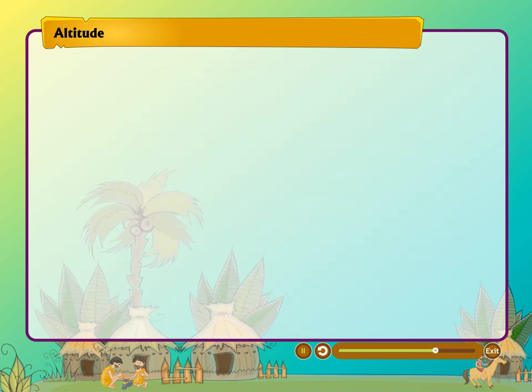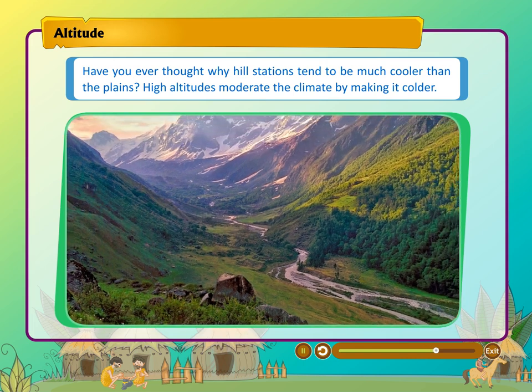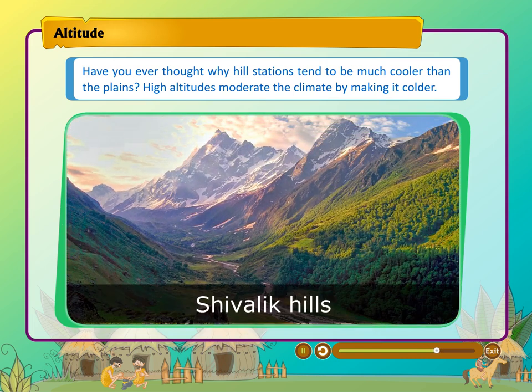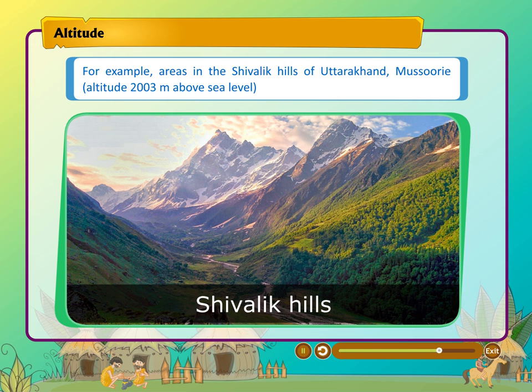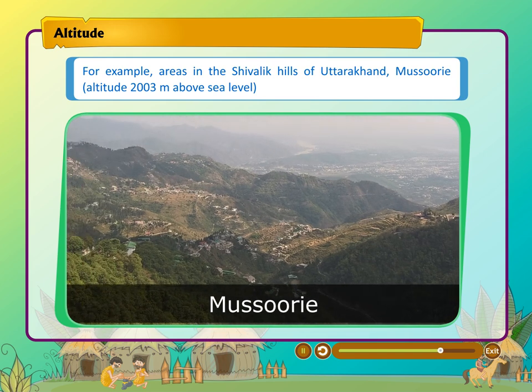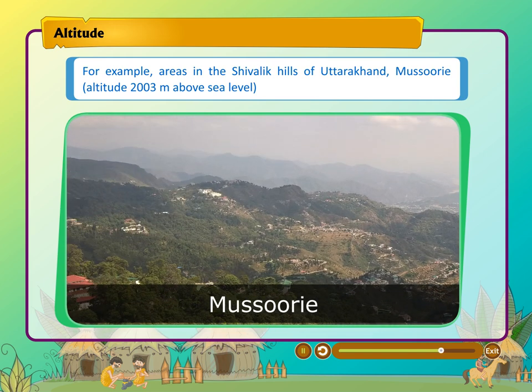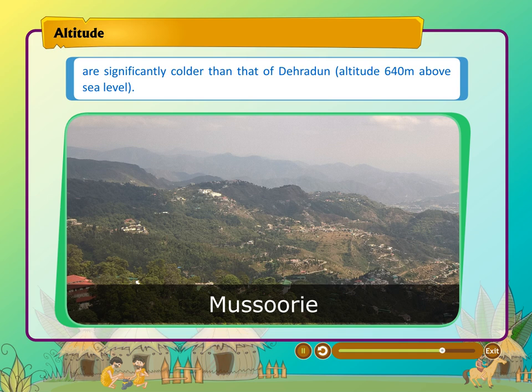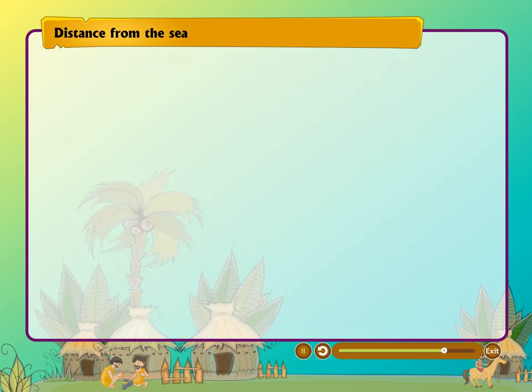Altitude. Have you ever thought why hill stations tend to be much cooler than the plains? High altitudes moderate the climate by making it colder. For example, areas in the Shivalik hills of Uttarakhand, Mussoorie, altitude 2003 meter above sea level, are significantly colder than that of Dehradun, altitude 640 meter above sea level.